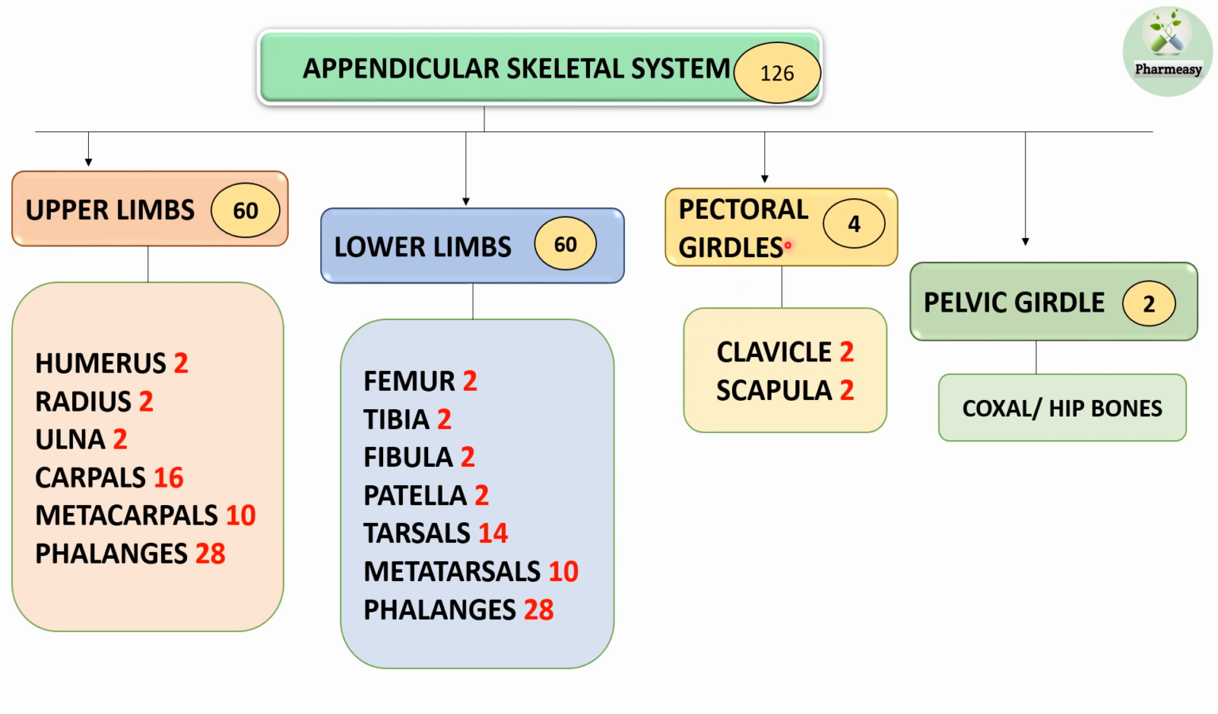Shoulder or pectoral girdle have 4 bones that are 2 clavicle bones and 2 scapular bones. And pelvis or hip bone also have 2 bones. So, these are total 126 bones of appendicular skeletal system.